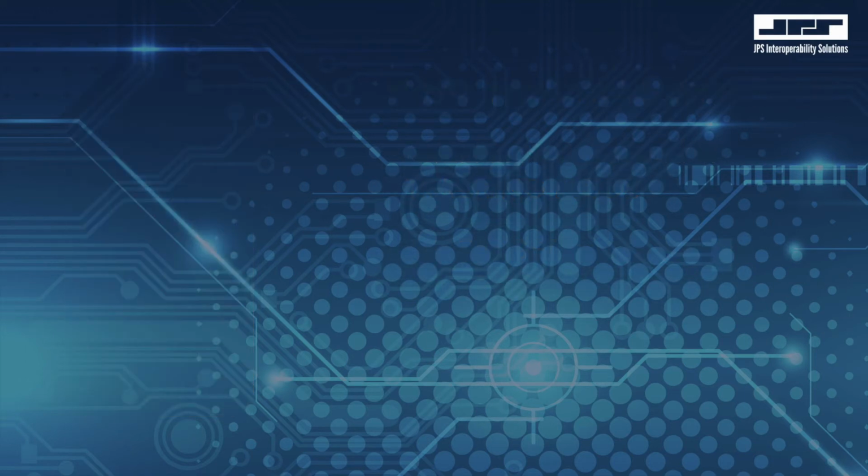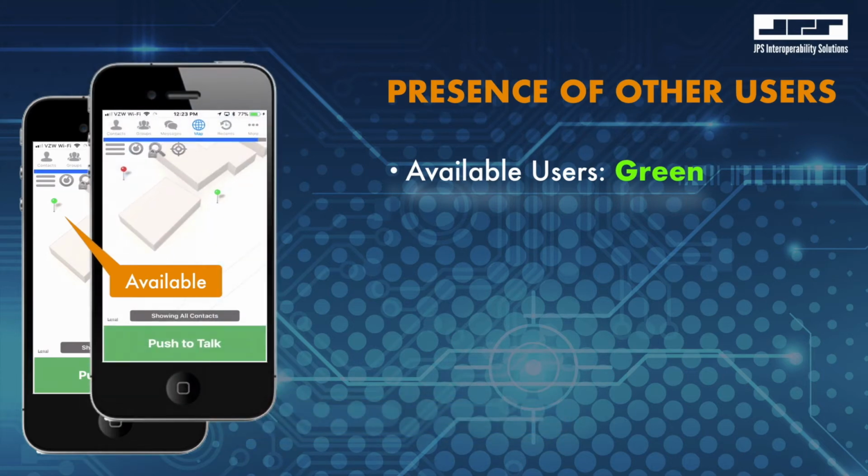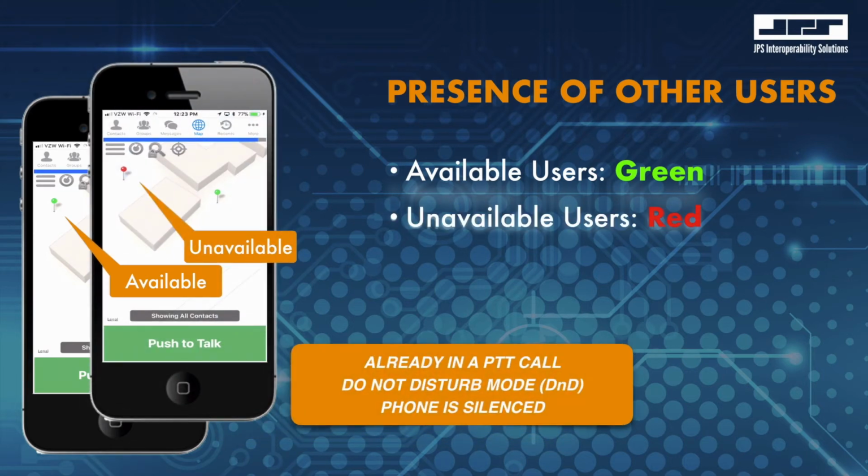Other members in your contacts list can be displayed as green, red, or purple location pins that signify their status. The green pin indicates that the user is available for PTT calls. The red pin signifies that the user is currently engaged in another PTT call or has placed their VIA app into Do Not Disturb mode. In some cases, if the silence switch of the phone is mapped to the VIA's Do Not Disturb mode, the location will also turn red. We'll discuss Do Not Disturb mode in episode 6.